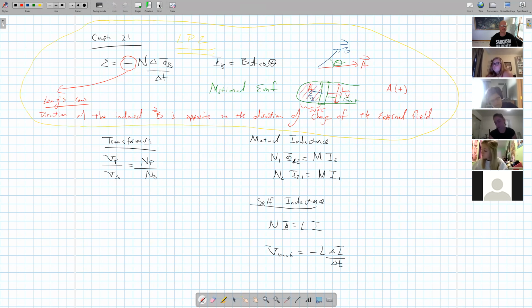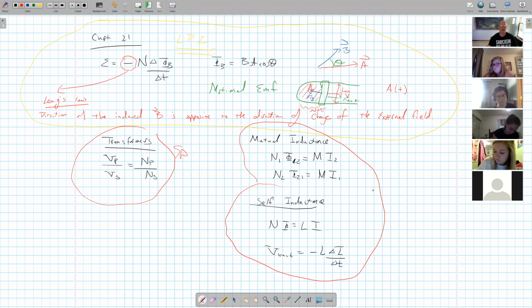Which basically means that what? I'm trying to remember, I think transformers is a short answer. And one of these two, so I think actually self-inductance. But I'll put both of these on here. So these guys will also be a short answer type question.